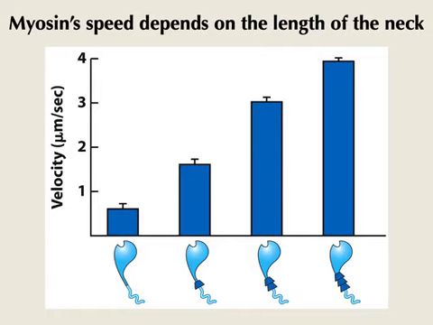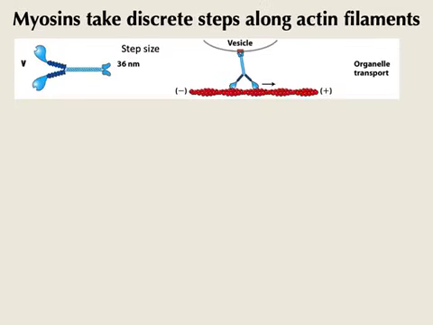In other words, if it grabs actin on one side, then lets go and does this. So you imagine that if you have a longer arm, and if you have the same rhythm, you're going to have more movement, more displacement in the same time. So that means the rhythm is the same, but the length depends on the structure, the length of the neck.